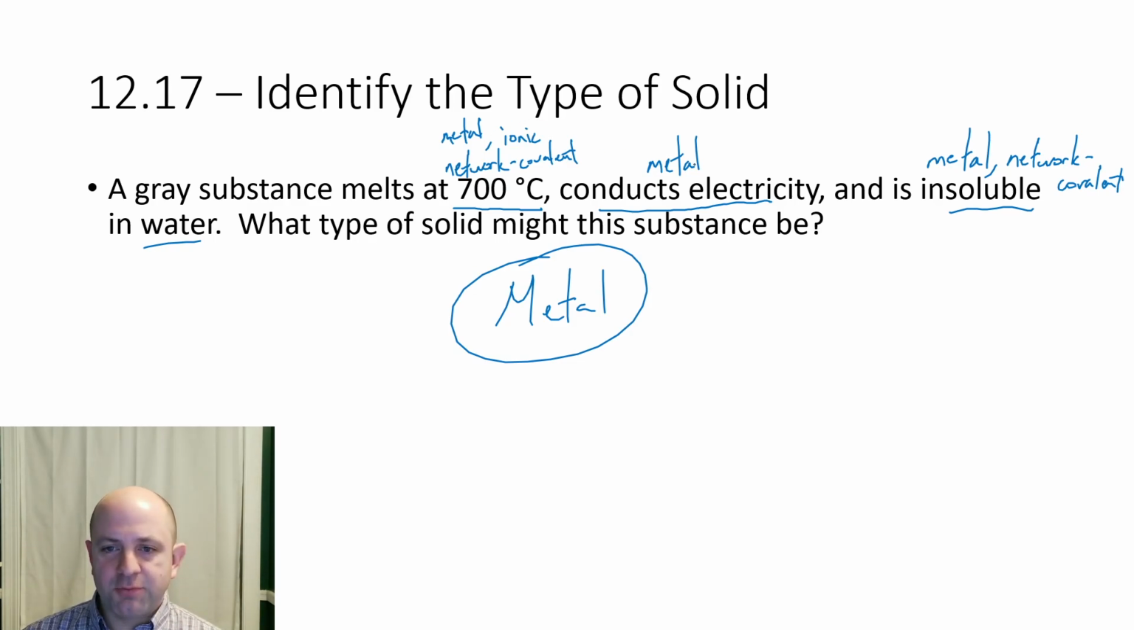You just look at each property they give you and say, well, which one could it be? Which one could it not be? See what you have as your most likely answer.